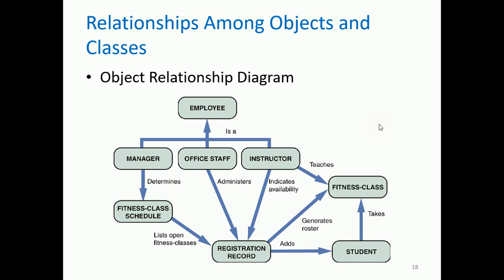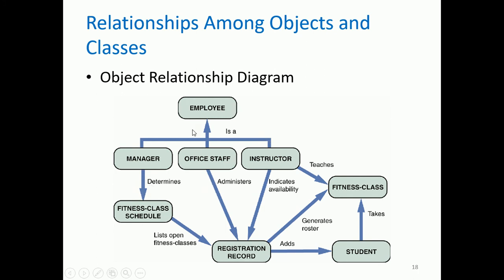Another way of drawing or visualizing the relationships among objects and classes is the use of the object relationship diagram. For the object relationship diagram, you should know the context, and know the structure by observation or by documentation, and by means of that, identify the objects. In this example, the objects are the employee, manager, office staff, instructor, fitness class schedule, registration record, fitness class, and student.